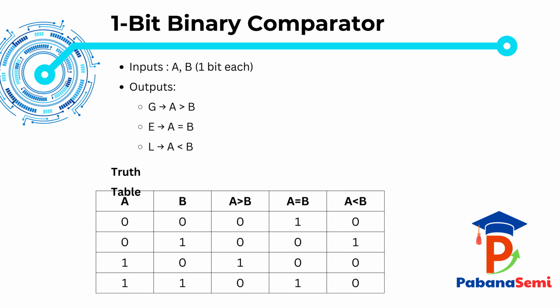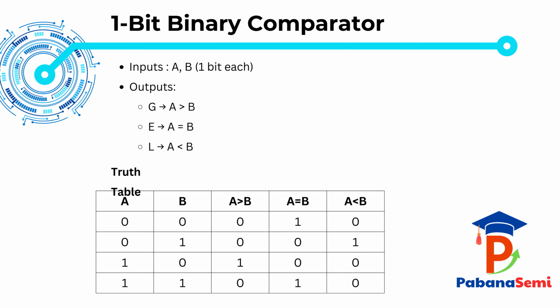Now let's analyze the truth table. When A is 0 and B is 0, both values are equal, so A equals B becomes 1. When A is 0 and B is 1, A is less than B, so the A less than B output becomes 1. When A is 1 and B is 0, A is greater than B, so the A greater than B output becomes 1. Finally, when both are 1, again they are equal, so the equality output becomes 1.